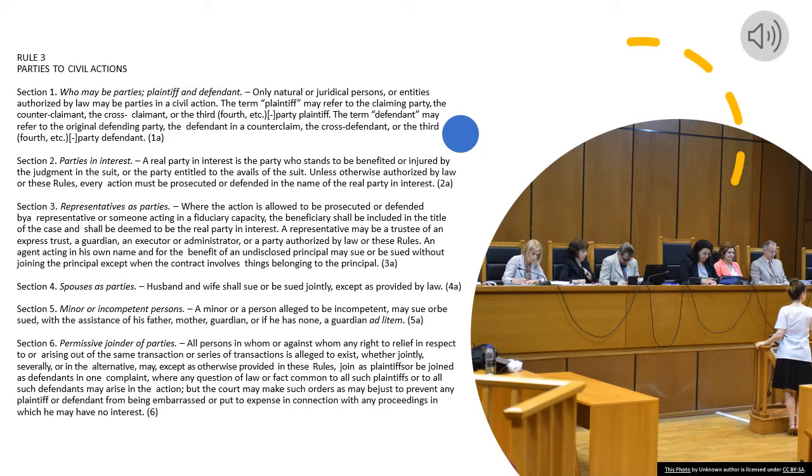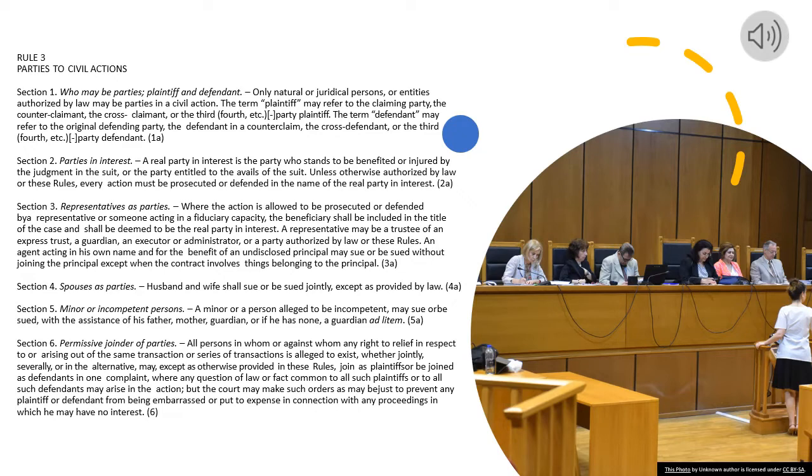Rule 3. Parties to civil actions. Section 1. Who may be parties, plaintiff and defendant. Only natural or juridical persons, or entities authorized by law may be parties in a civil action. The term plaintiff may refer to the claiming party, the counterclaimant, the cross-claimant, or the third, fourth, etc. party plaintiff. The term defendant may refer to the original defending party, the defendant in a counterclaim, the cross-defendant, or the third, fourth, etc. party defendant.